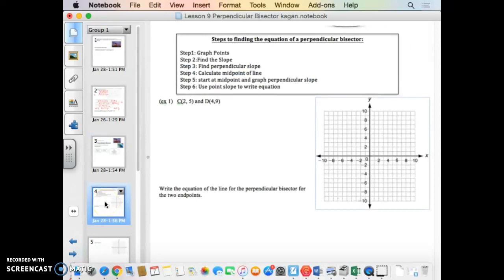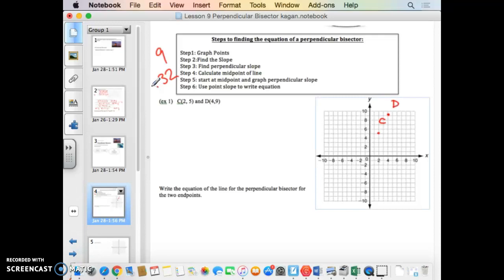So there's 6 steps, and the steps are spelled out for you right here on page 32. So this is lesson 9, page 32. All right, so the first thing we're going to do is graph the point. So I'm going to graph the point 2, 5, which is here, call it C, and I'm going to graph the point 4, 9, which is here, and I'm going to call it D.